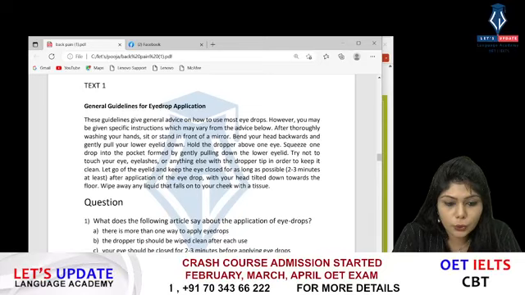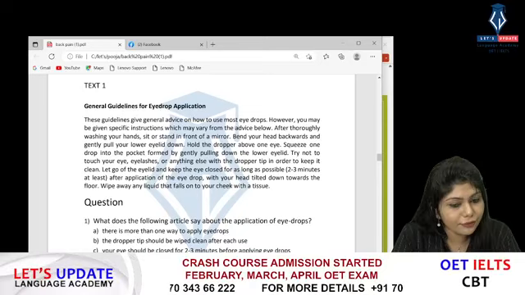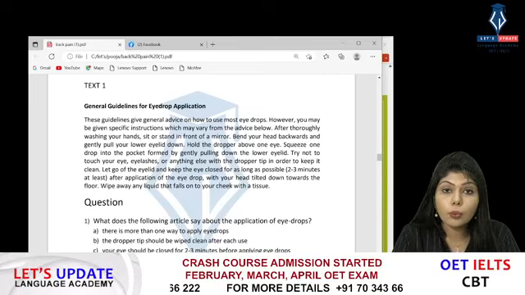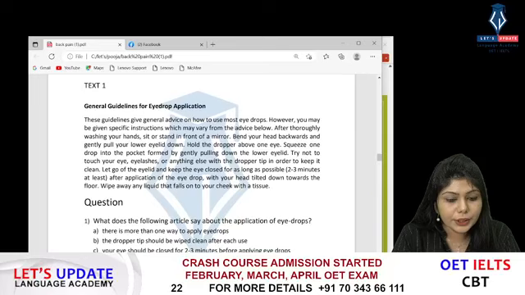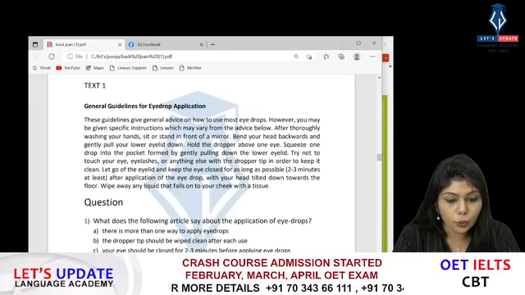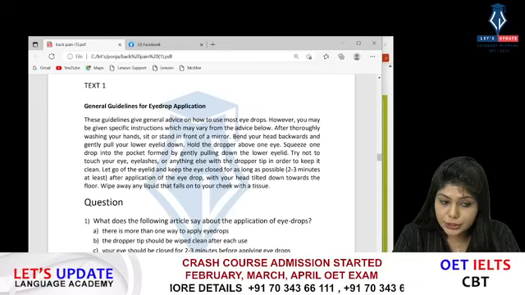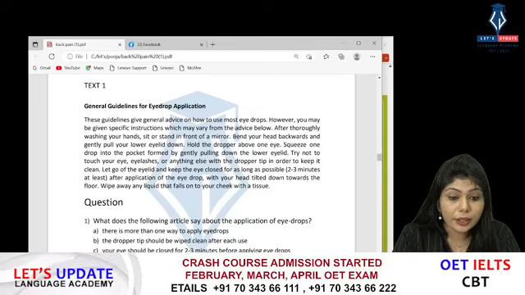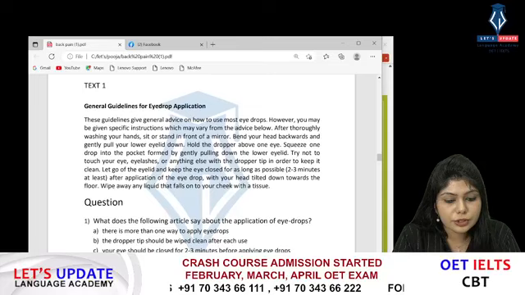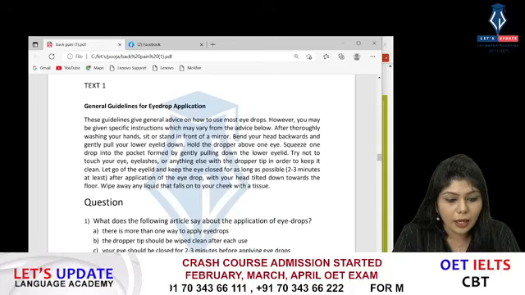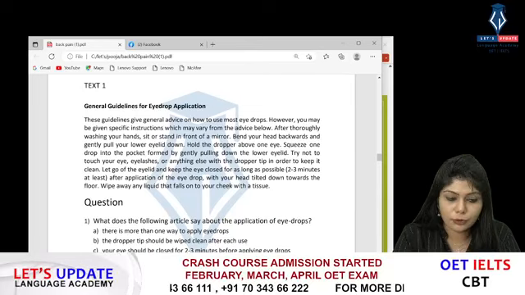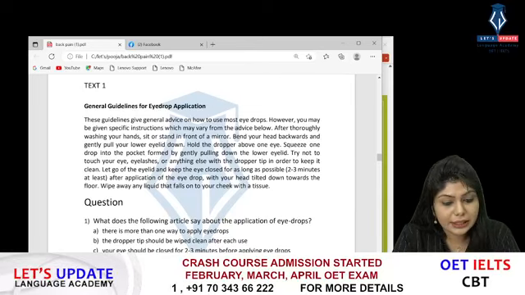After thoroughly washing your hands, sit or stand in front of a mirror, bend your head backwards and gently pull your lower eyelid down. Hold the dropper above one eye, squeeze one drop into the pocket formed by gently pulling down the lower eyelid. Try not to touch your eye, eyelashes, or anything else with the dropper tip in order to keep it clean. Let go of the eyelid and keep the eye closed for as long as possible after application of the eye drop, with your head tilted down towards the floor. Wipe away any liquid that falls on your cheek with a tissue.